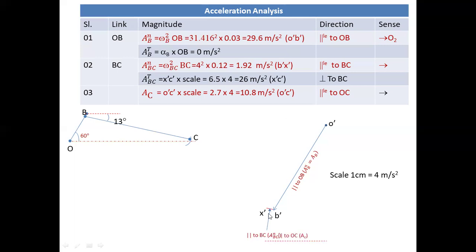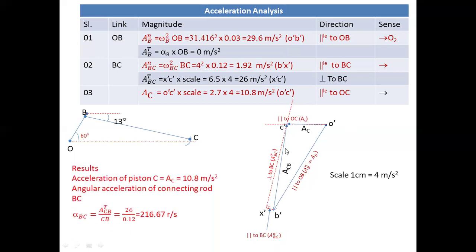Again, draw one perpendicular to this line. So this is the perpendicular tangential acceleration for BC. There is one more part: the acceleration for slider C, which will be in the horizontal direction. So the intersection of this line and the perpendicular line will define the orientation of C dash, that is the orientation of slider C. So just connect C dash and B dash, and C dash and O dash. So we can determine the orientation of C.